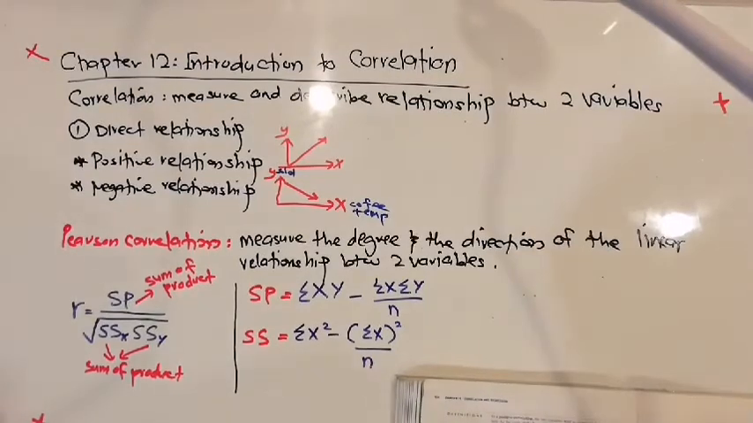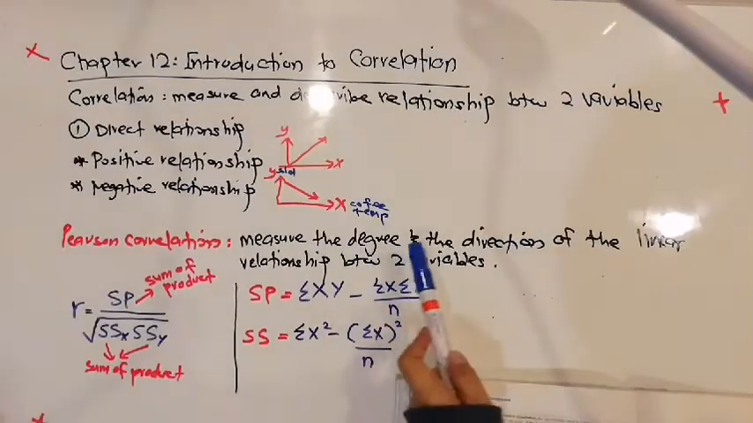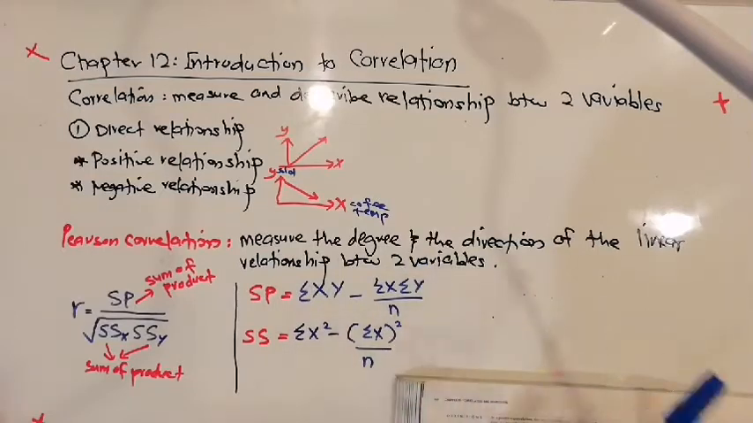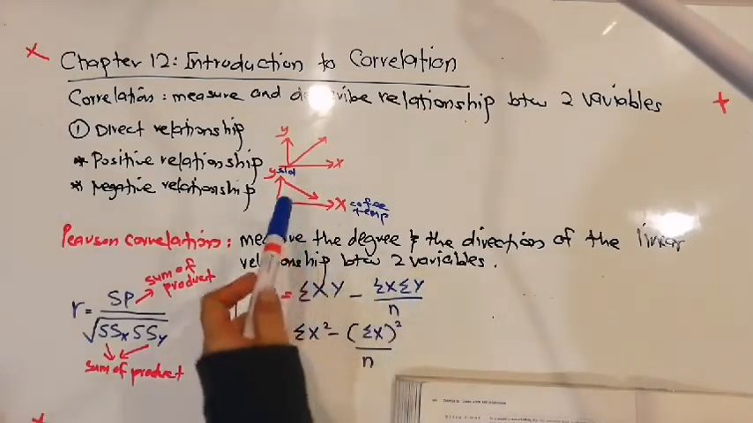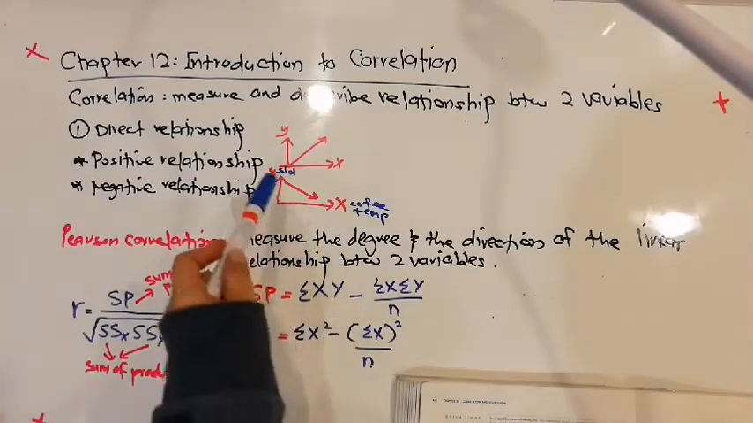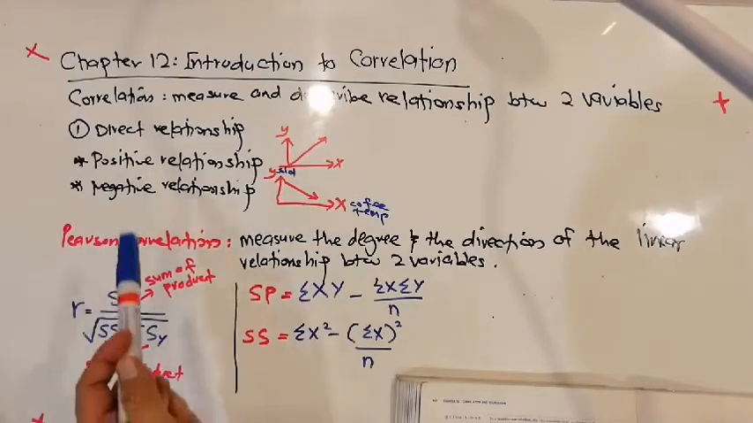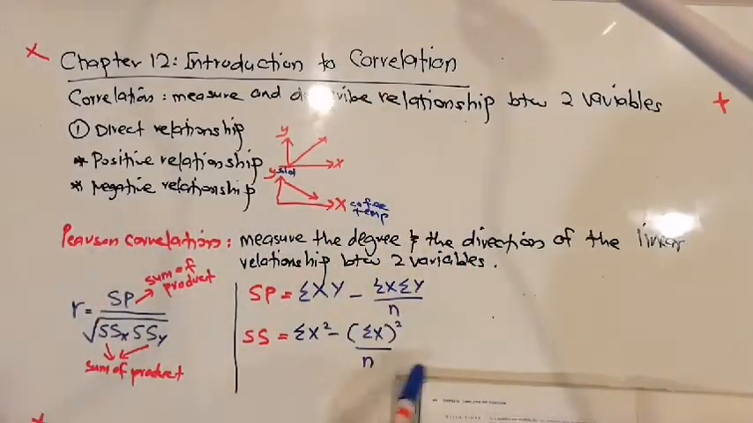Now we move to the Pearson correlation. This is the one that we have to see based on the formula. So what is Pearson correlation? It measures the degree and the direction of the linear relationship between two variables. We want to know which direction they go, up or down. To see the direction, we have to use a formula as usual.